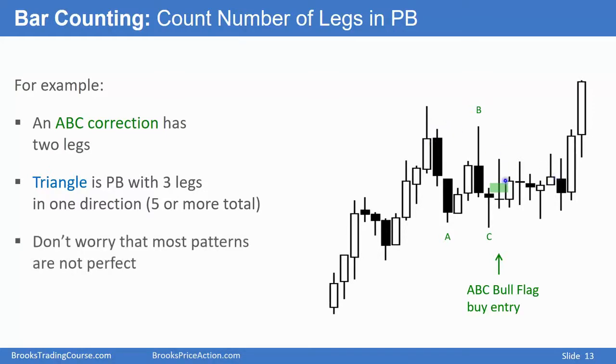By the way, this is also a triangle. A triangle is a pullback that has 3 legs. So 1, pullback 2, pullback 3. So this is a triangle, 3 pushes down, horizontal pattern. If it was more angled down, I would call it a wedge. A wedge is just a triangle that's sloped down a little bit or sloped up a little bit. It can be sloped up a lot or sloped down a lot. But if it's 3 pushes and it's mostly horizontal, I call it a triangle.